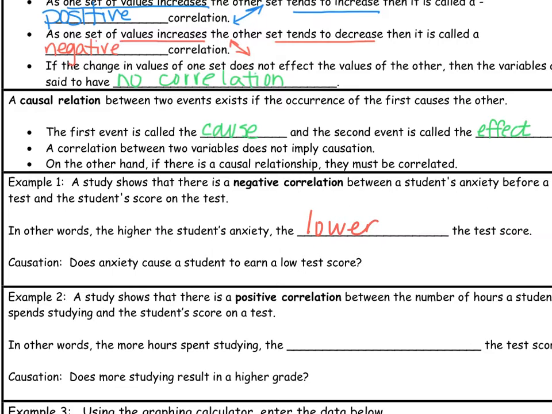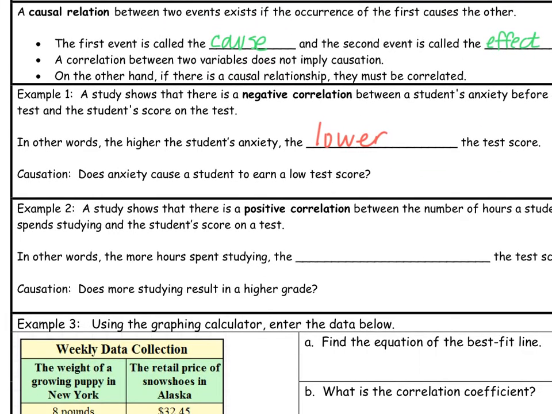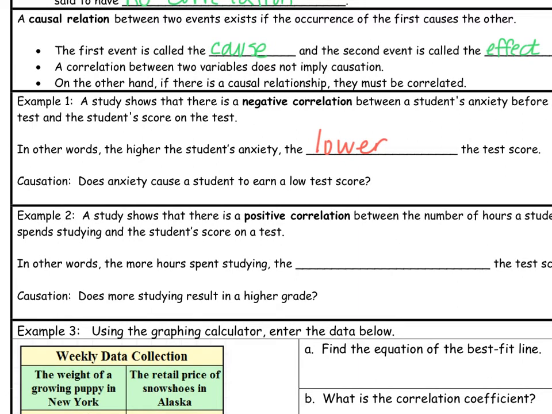Example number 2. A study shows that there is a positive correlation between the number of hours a student spends studying and the student's scores on a test. So in other words, the more hours spent studying, the higher the test score. So does more studying result in a higher test score? If the answer to that is yes, then it has correlation and causation. If the answer to that is no, then it has correlation but no causation. Does studying more cause you to get a higher test score? And in my opinion, the answer to that is yes.